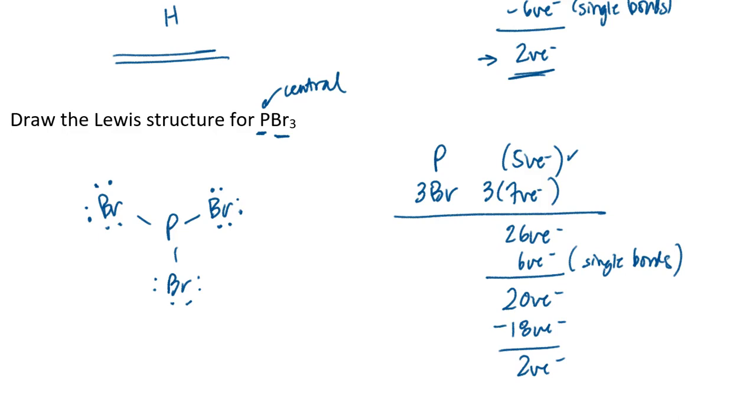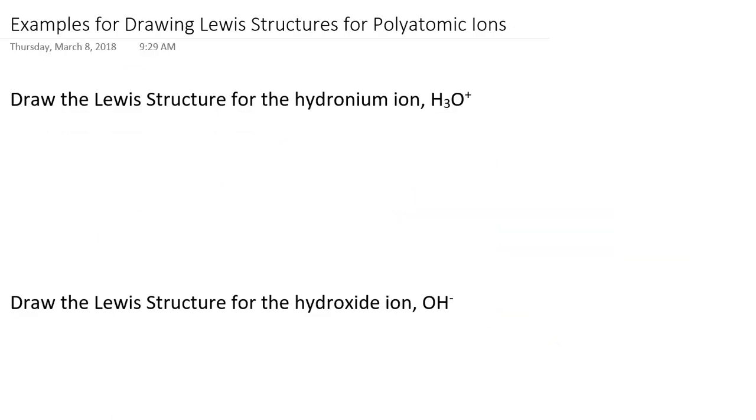And so that means I must add them to the central atom, so those final 2 electrons should go on the phosphorus. It's also possible to draw Lewis structures for polyatomic ions as well, since the atoms within a polyatomic ion are covalently bonded to each other.